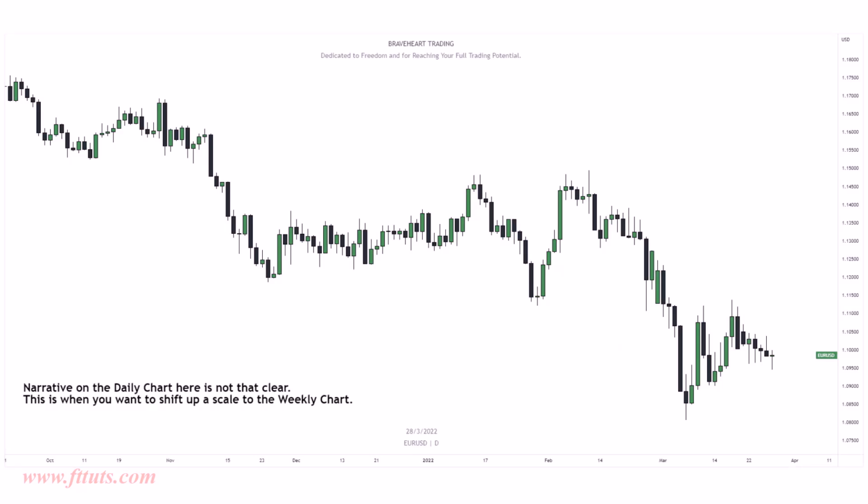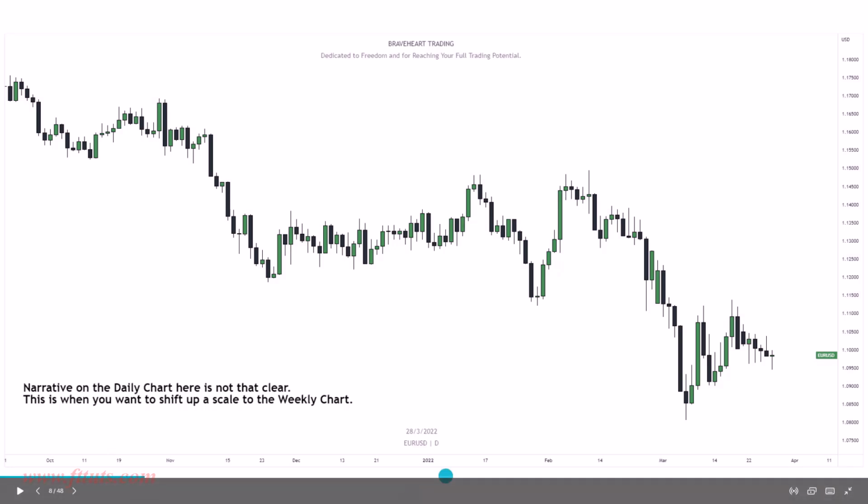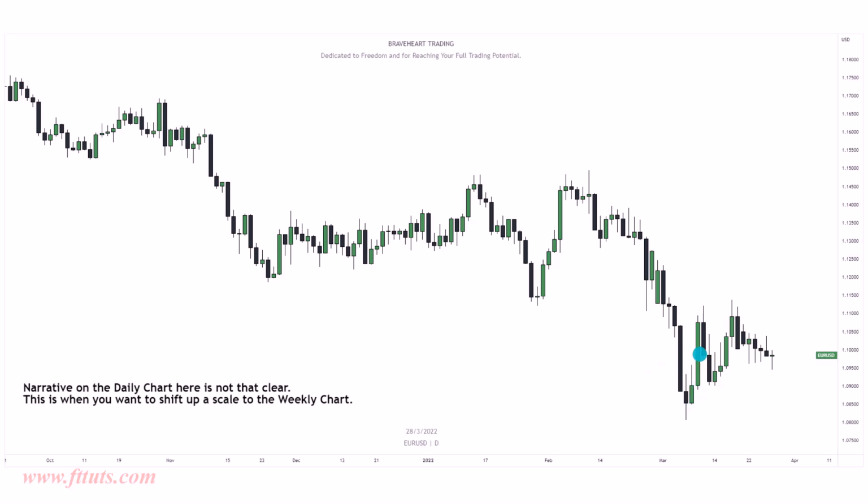So here we have a daily chart. And the narrative on the daily chart here is not that clear. You see this imbalance over here. Price just overshot the imbalance. So where's the next objective? Well, we have this order block here. We have this imbalance here. And then you have these sort of clean highs here, okay? But it's just not very clear to us at the moment.